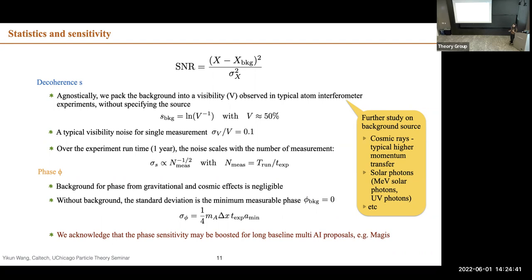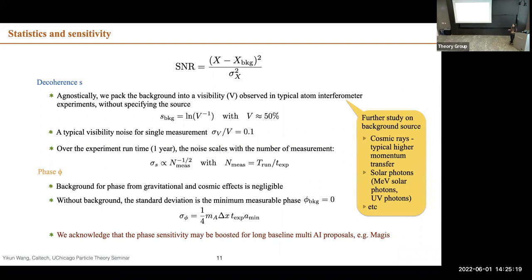That is how much decoherence you see in typical atom interferometer experiments from all kinds of background. We get this number from experimental results, and that is how we pack all the backgrounds into this single number. The noise level is about 1% of the background. Because we're thinking about multiple environments over a very long experimental runtime, we actually have a statistical reduction of the noise level by standard square root statistics, and that is what enters into the SNR of the decoherence calculation.